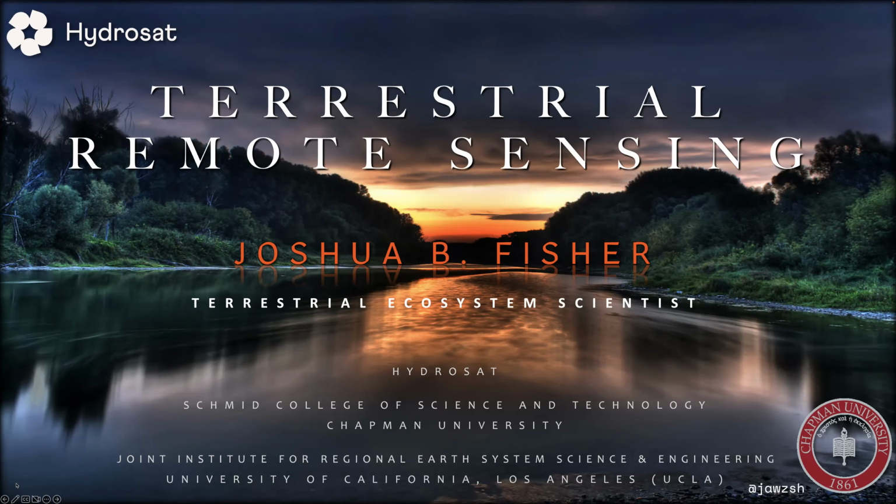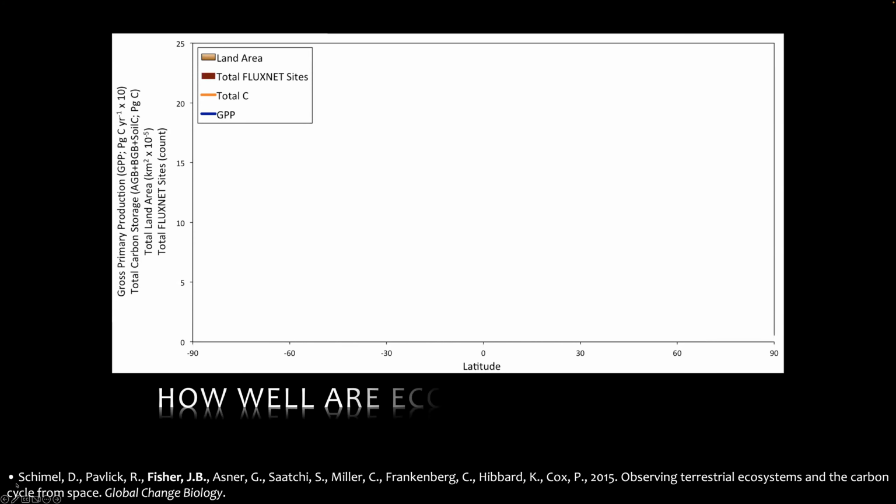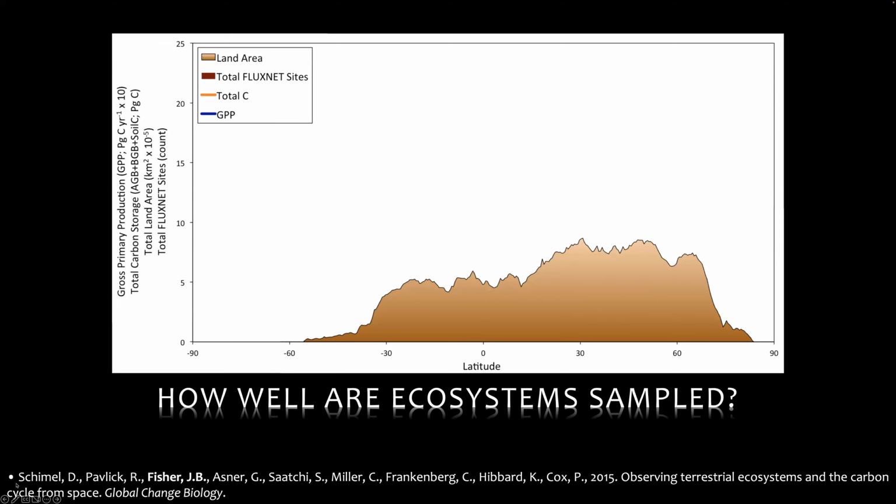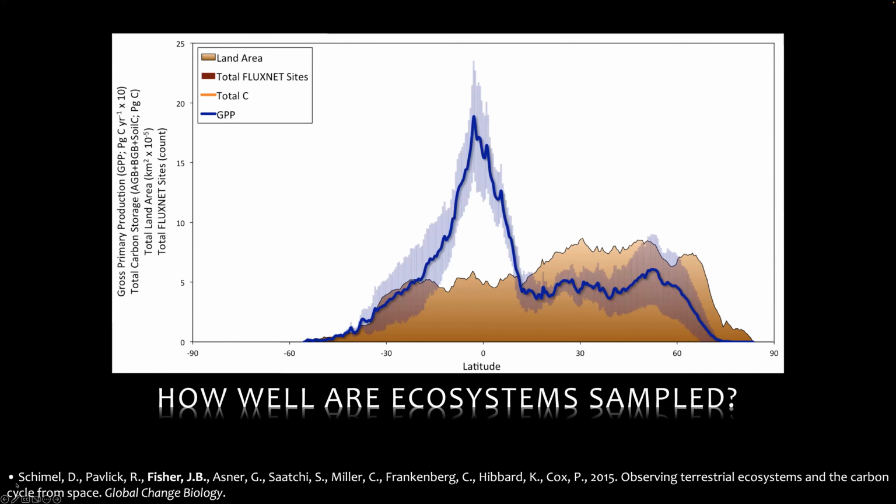So to motivate remote sensing, we can ask how well are ecosystems sampled. If we look at land, there's a little bit more land in the northern latitudes. This is GPP, right? Our breathing of the biosphere. Most of it's in the tropics. And then where's our total carbon? There's a lot in those tropical forests, but there's also a lot in Arctic and boreal forests and ecosystems and soils. And so if we think of these two poles of the carbon cycle, how well are they sampled?